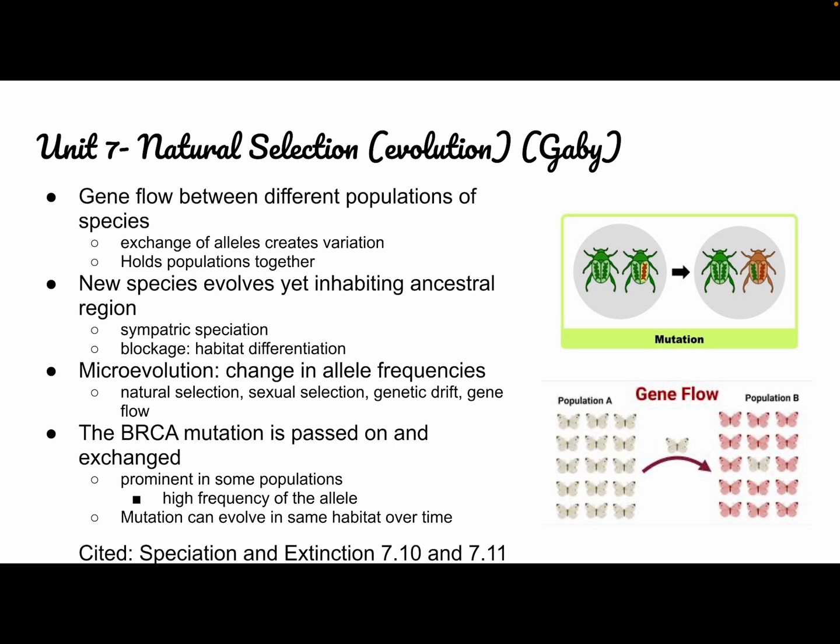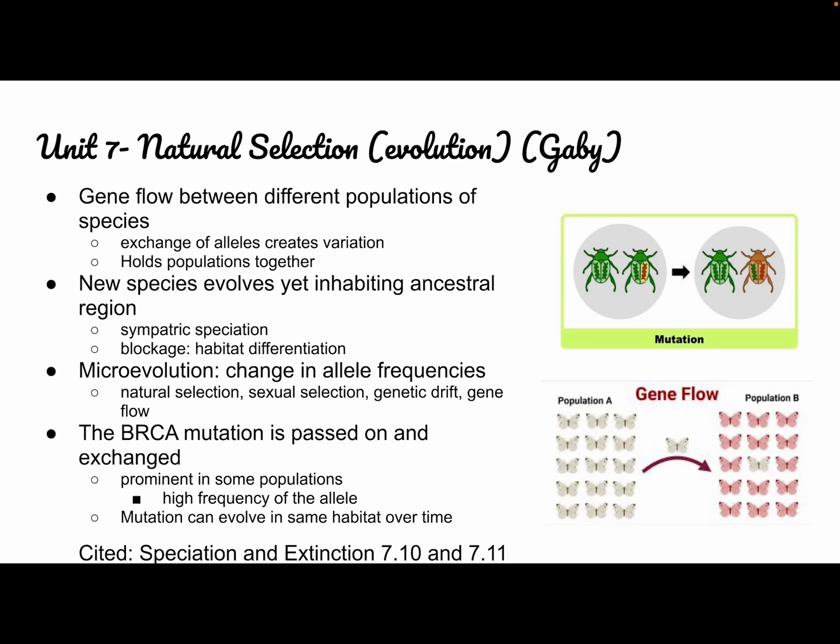Unit 7, Natural Selection. Gene flow occurs between different populations of a species. This can create an exchange of alleles, which creates variation. This holds the populations together. And then new species evolve while inhabiting the ancestral region. This is also known as sympatric speciation. And a blockage could be habitat differentiation. Another topic is microevolution, which is a change in allele frequencies. This can be natural selection, sexual selection, genetic drift, and gene flow, which all build toward macroevolution.